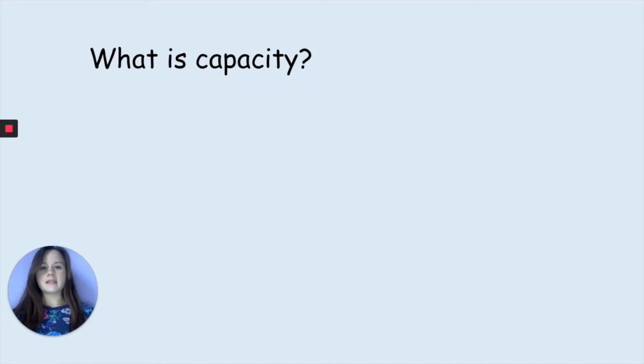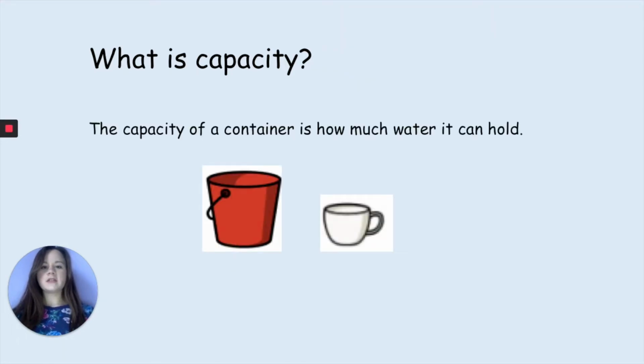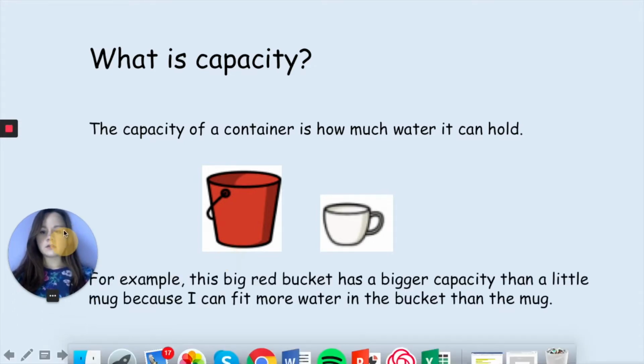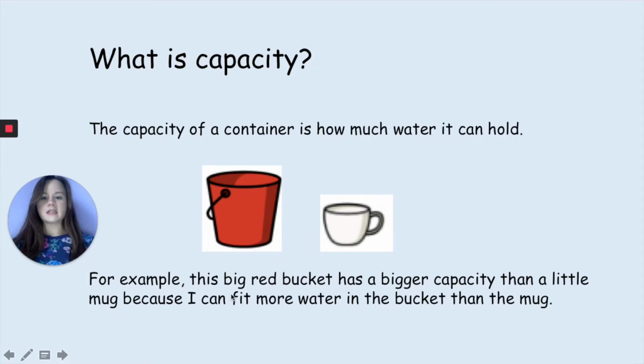What is capacity? Now pause the video to talk about what you think capacity might be with your adult. The capacity of a container is how much water it can hold. So, for example, this big red bucket has a bigger capacity than a little mug because it can fit more water in the bucket than in the mug.